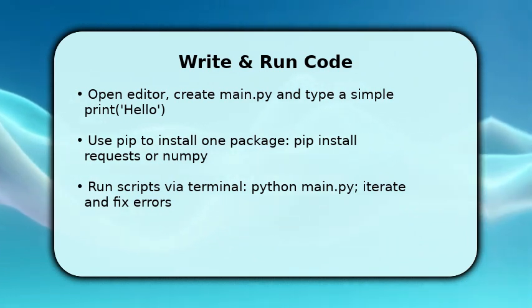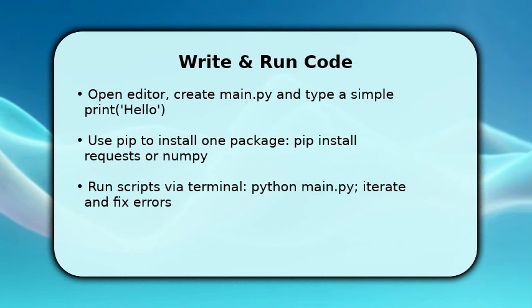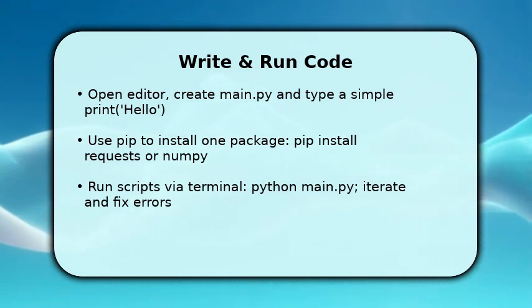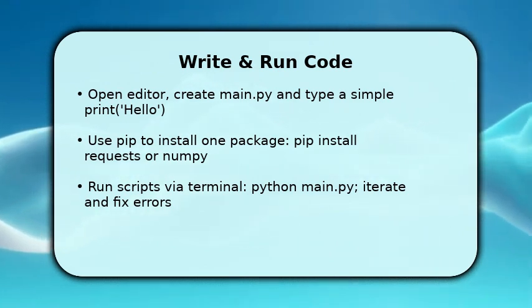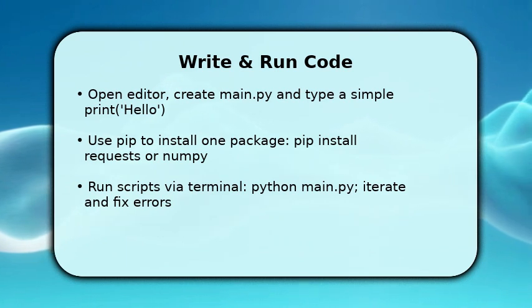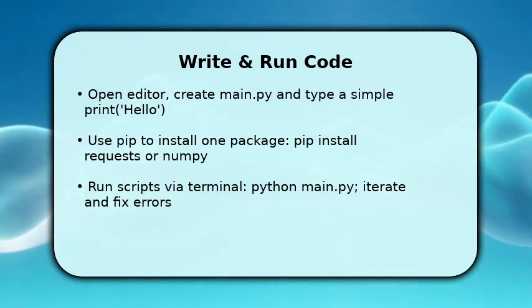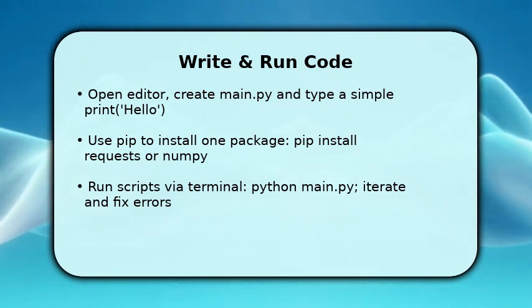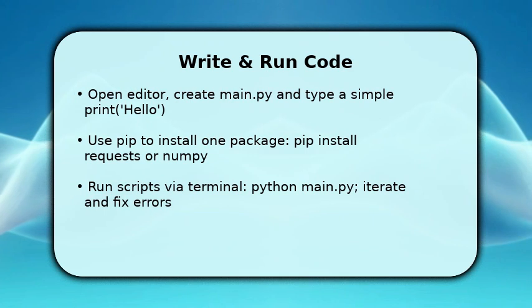Use pip inside the activated venv to install a package, for example pip install requests or pip install numpy, so you learn dependency management. Run your script with python main.py, and read error messages carefully, they guide fixes. As you iterate, add functions, test small units, and commit to short edit-run cycles to build momentum and confidence.